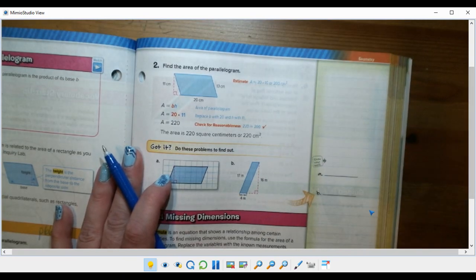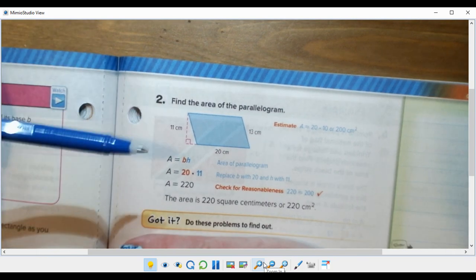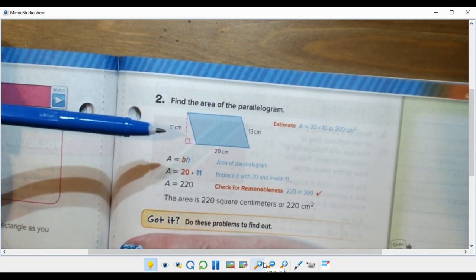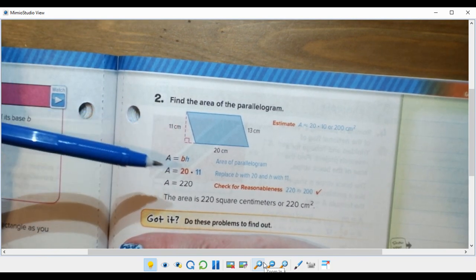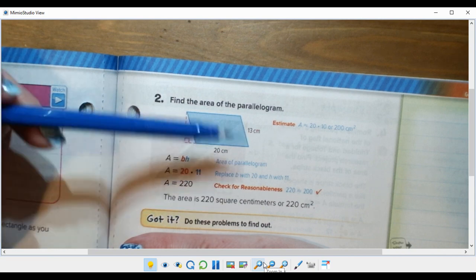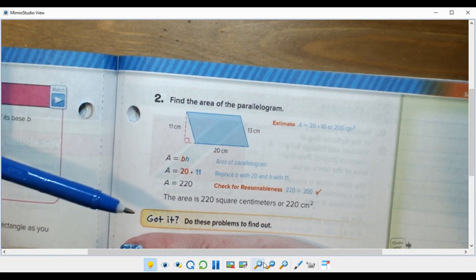All right, let's shift to the next page. We'll look up at the top. I'm going to zoom in a little bit more on this one. We do not have the grid on this, but we are given the numbers. Our formula only needs 2 numbers. It needs base and height, but this has 3. So how do I determine what numbers to use?